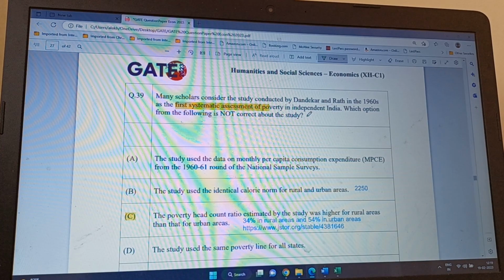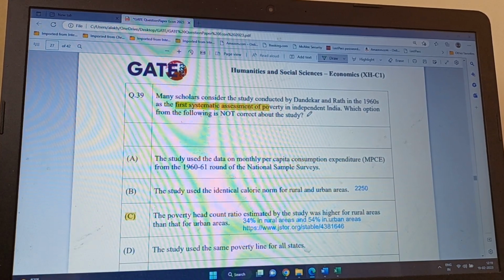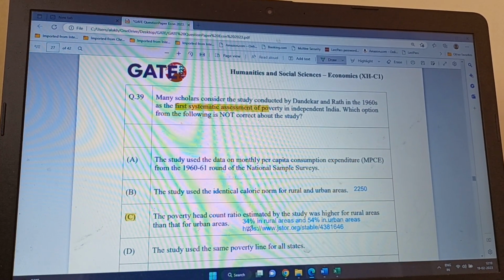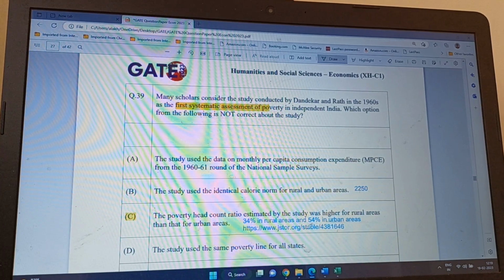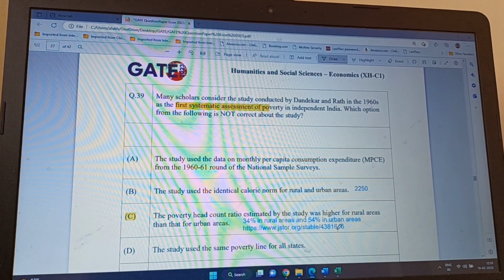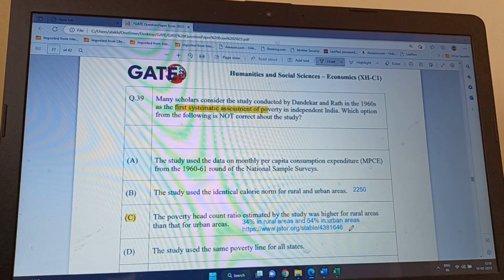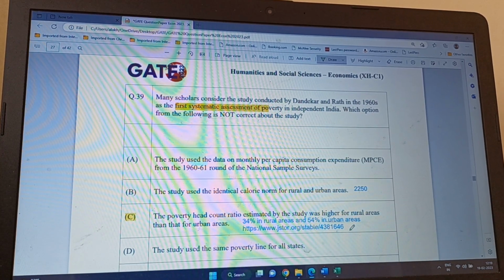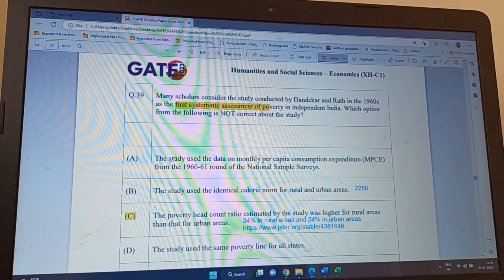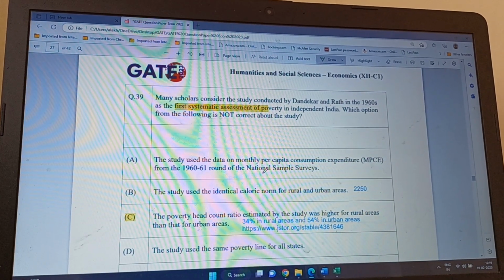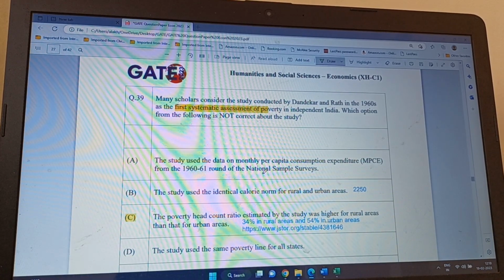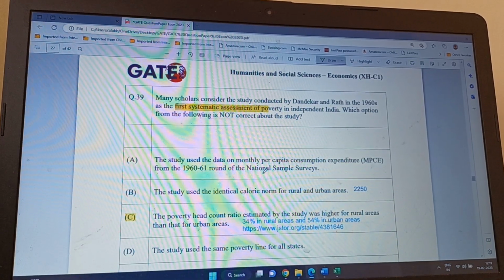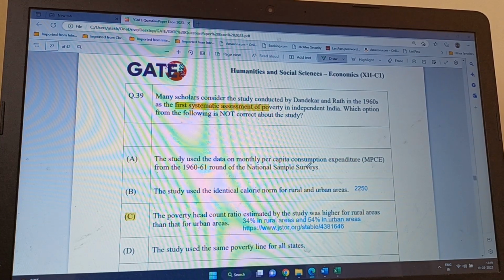So I had to go to the paper published in 1970, and that is here at www.jstor.org/stable/4831. So if you click this site, you will get that paper. It is not a very big paper. It is only one page paper, and you will get all the information. So in that paper, this information was given that the study used the data on monthly per capita consumption expenditure from 1960-61 round of the National Sample Survey.